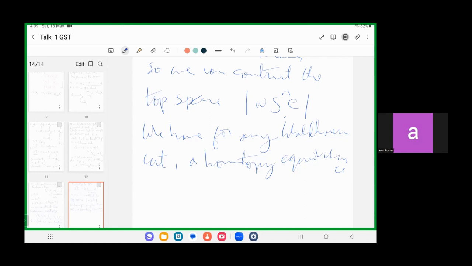We have a homotopy equivalence between the geometric realization of W S_N dot of C and the loop space of W S_{N+1} dot of C. So we have a homotopy equivalence of this nth construction and the n plus 1th construction as so.